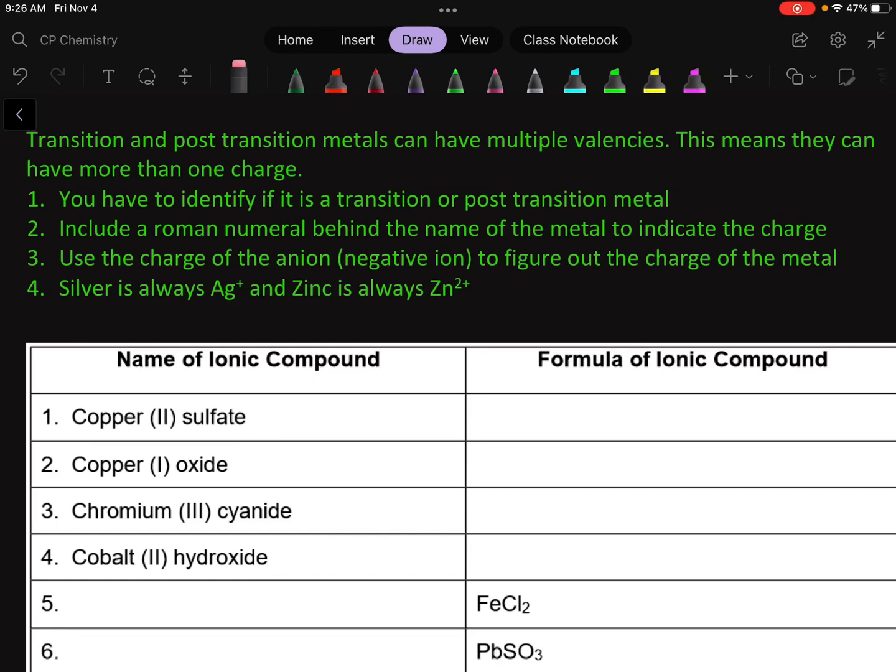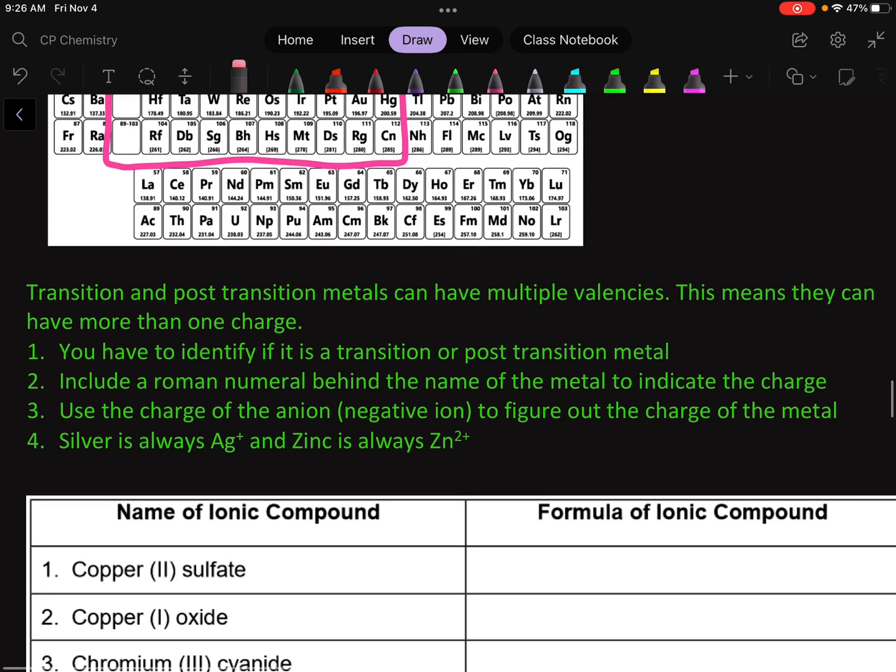Okay, this video is part 3 of a 3-part series on ionic nomenclature. This one's going to cover ionic compounds that include transition and post-transition metals that have multiple valencies. Basically, this means they can have more than one charge. First, you have to identify if it is a transition or post-transition metal.